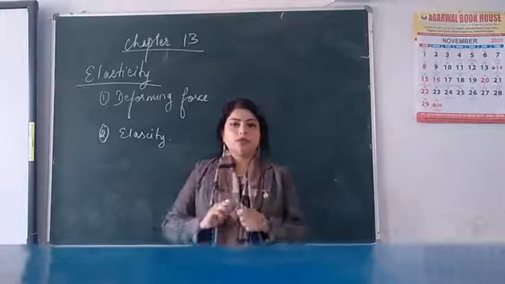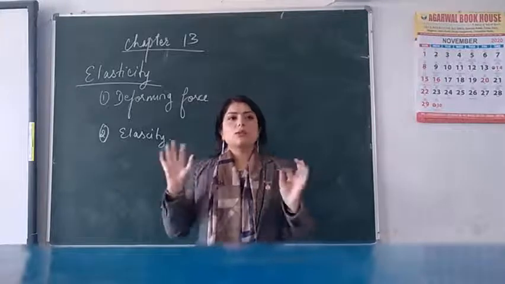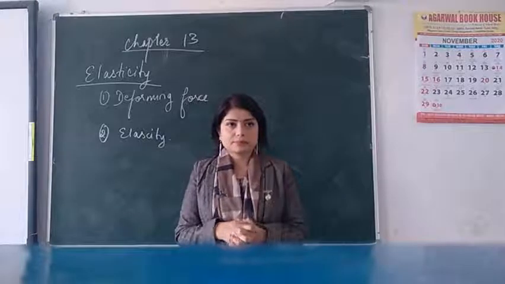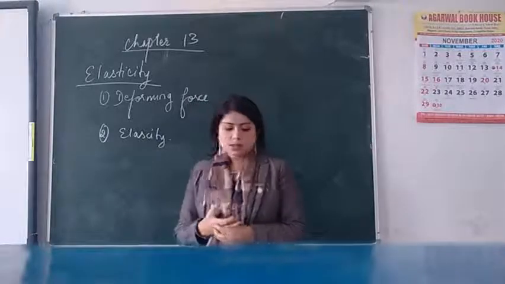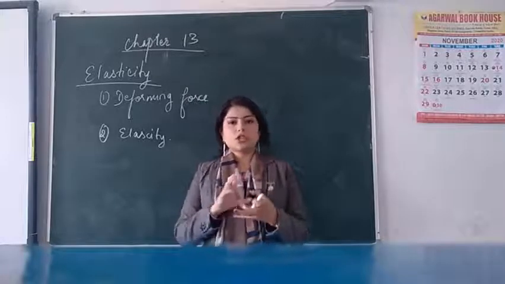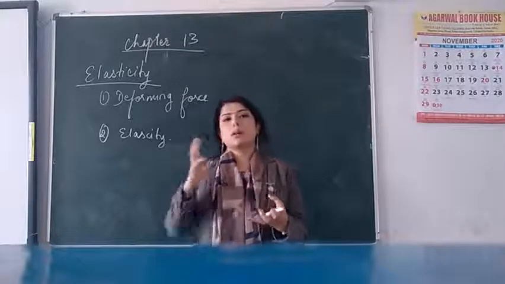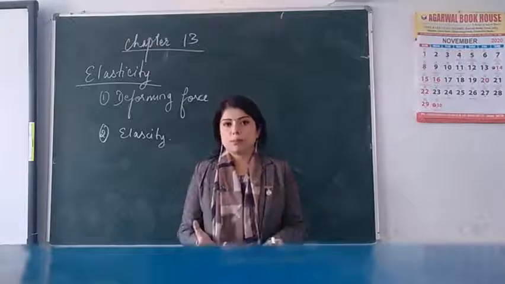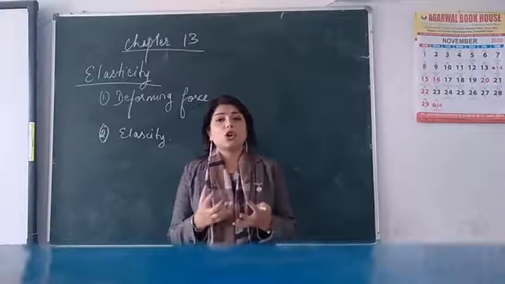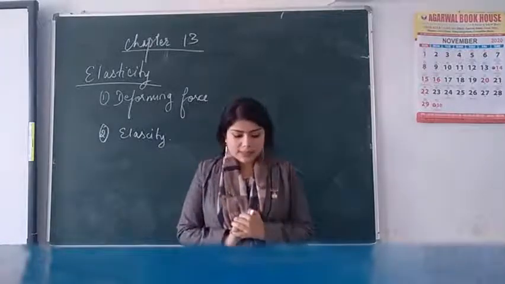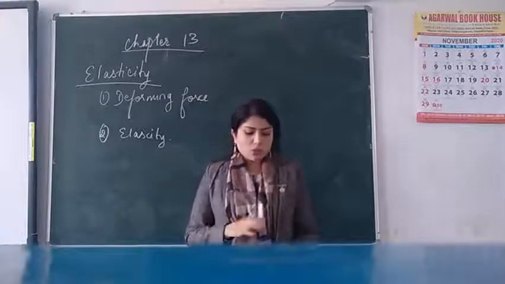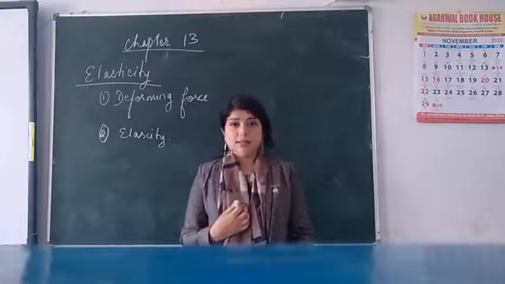Suppose for a rubber band, if you stretch a rubber band, what happens? After removing the force, it will come back to its original shape and size. Now, some objects such as a piece of chalk or clay, for example, if you change the shape, then what happens? It cannot come back to its original form. The property of an object to regain its original shape and size is known as elasticity, and the body in which this property is found is called elastic.